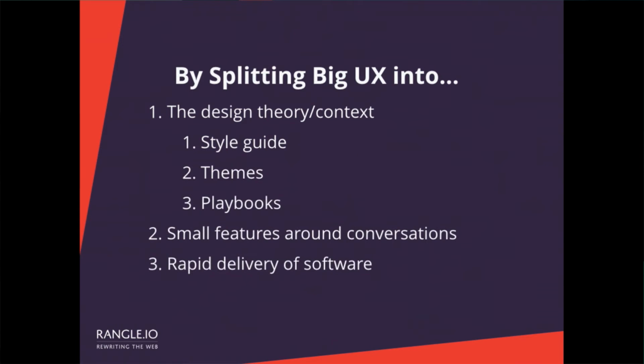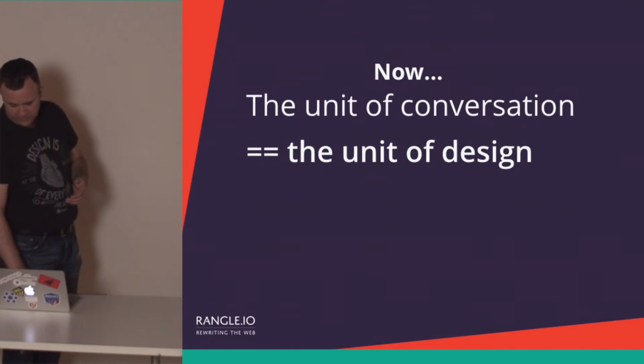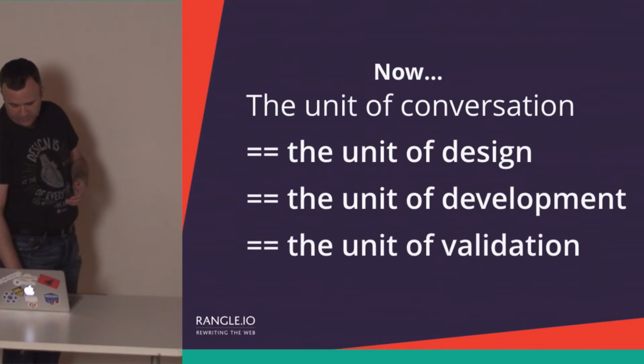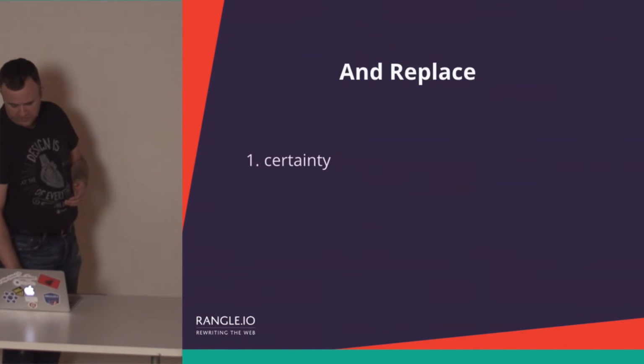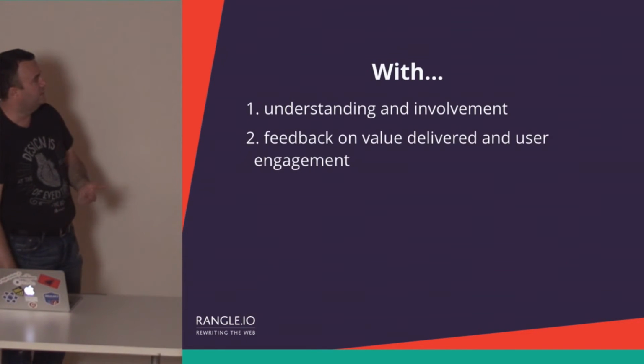You have small features around conversations, and you have rapid delivery of software. You're achieving a lot of the same design goals, but you've decomposed it into something that you can deliver faster. And now you can get user feedback on specific things that's more effective and feed that into your project. So now the unit of conversation equals the unit of design, equals the unit of development, equals the unit of validation. And you can replace the certainty and cost estimates that a stakeholder is looking for with understanding and involvement, feedback on value delivered, and user engagement.